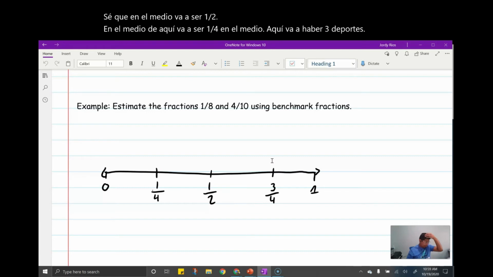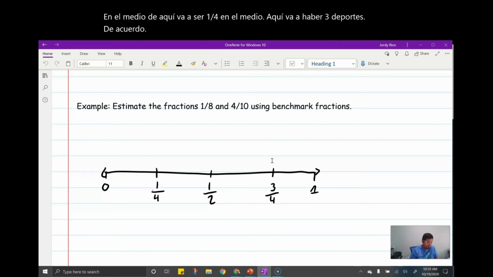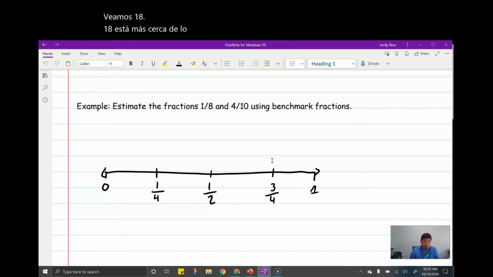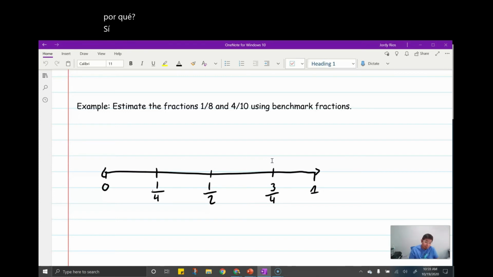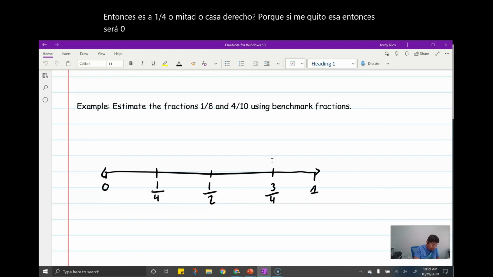Okay? Let's see. 1/8. 1/8 is closer to what? 0, 1/4, half, or 3/4, or 1. What do you think? And why? Yes, good. 1/8 will be closer to 0 than it is to 1/4, or a half, or a whole, right? Because if I take away that 1, then it'll be 0. So it is closer to 0. Good.